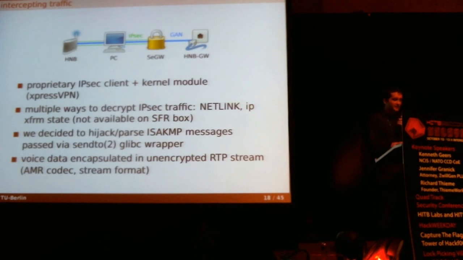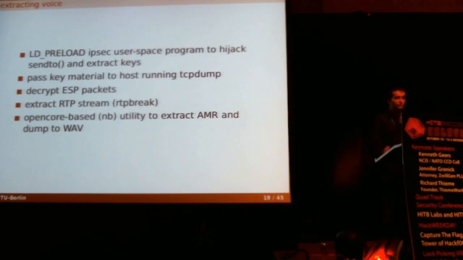On our device, they use the client ExpressVPN. It's a proprietary client, and you don't have the normal tool you use on Linux to grab the keys. But this is just a tunnel. They don't only rely on the tunnel, meaning everything else is unencrypted. The voice is sent through an unencrypted RTP traffic. It's the classical AMR codec you speak also when you connect to any other operator. It's nothing fancy. So what we do is we just hook the send to function.